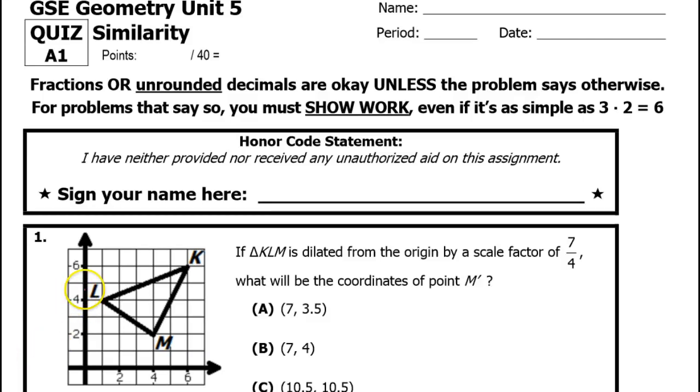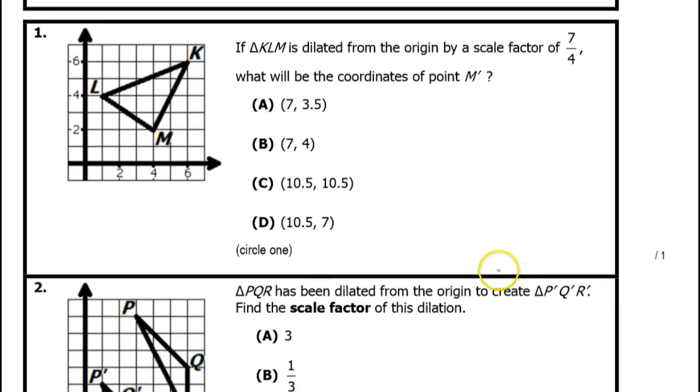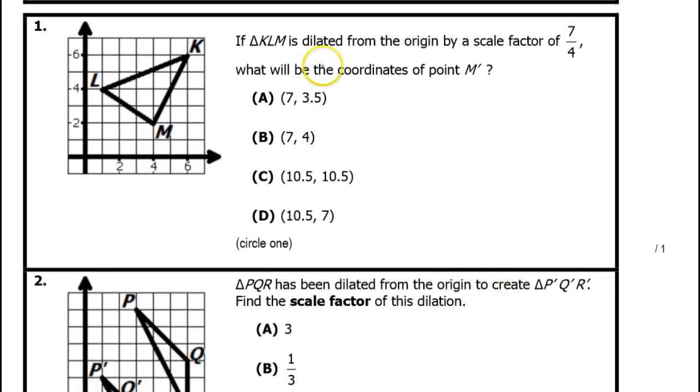In this video, I will be solving problems from a quiz that I gave my class from the first half of their Similarity unit. Alright, so looking at problem number 1. Triangle KLM is dilated from the origin by a scale factor of 7 over 4. What will be the coordinates of point M prime?